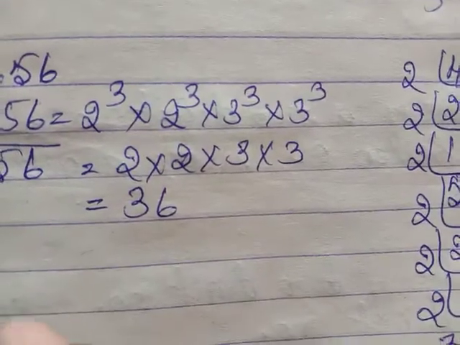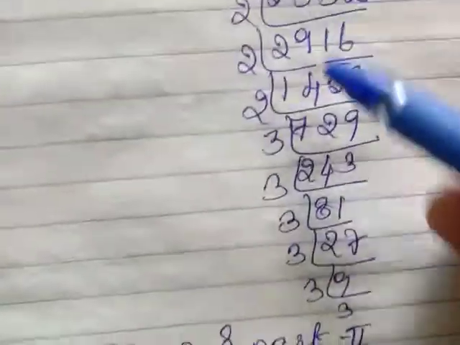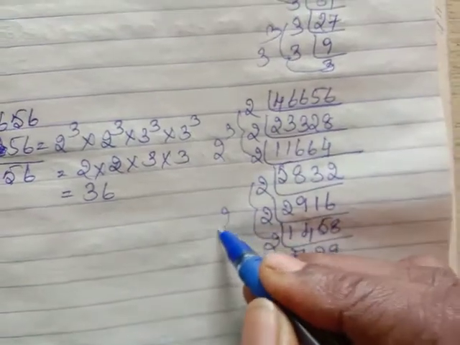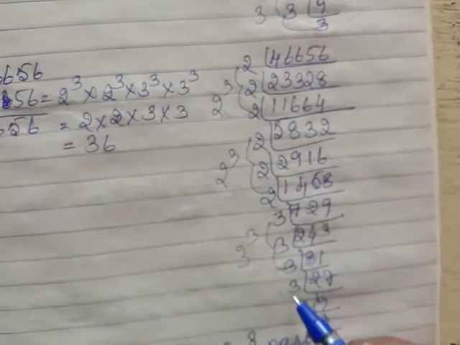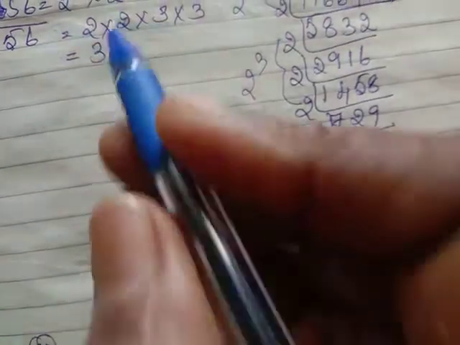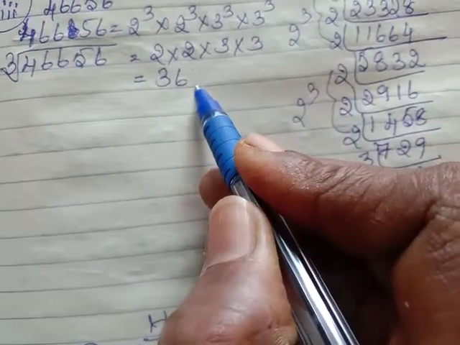Okay, now the 8th one, 46,656. So factorize again and then write 2 cube, this is 2 cube, 2 cube. This is 3 cube, this is 3 cube. Now 2 into 2 into 3 into 3, that is equal to 36.